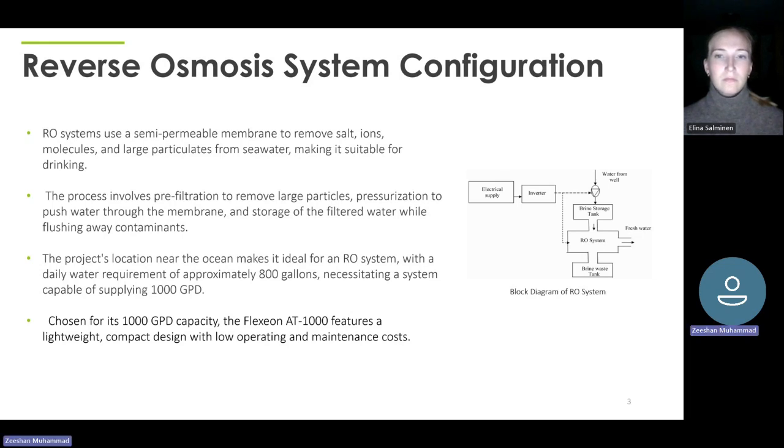On the right side here, we have a block diagram explaining a little bit about how a reverse osmosis system works. We start with the electric supply, which is supplied to the inverter, and the inverter supplies power to the RO system. The water we get from the seawater goes into the brine storage tank, and then it passes through the reverse osmosis system. At one place we get all the contaminants, all the waste material, and at the other side we get the fresh water.